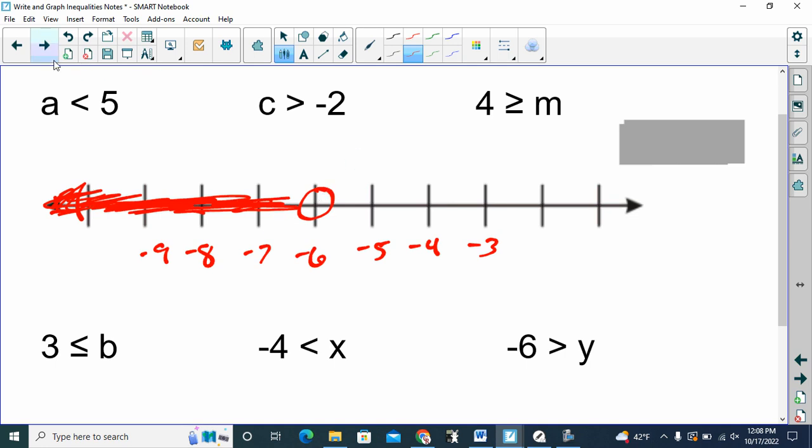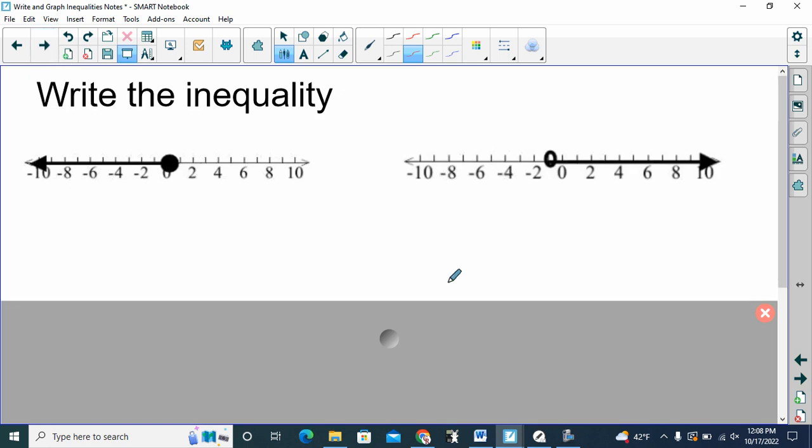That is graphing inequalities. Let's take a look at how to write inequalities. So we're really using the same properties, it's just kind of backwards. They are giving us the graph, and we will be writing the inequality.